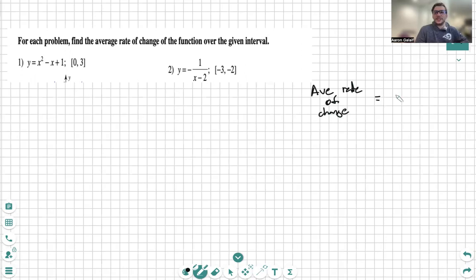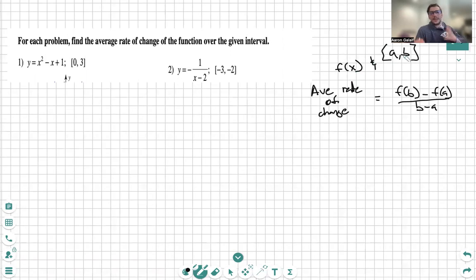Average rate of change is equal to f of b minus f of a all over b minus a on the interval from a to b, where a is my starting point, b is my ending point of any function f of x. So that's it. We need an f of x. We need an a and a b. We need a beginning and an end, and we're good to go.